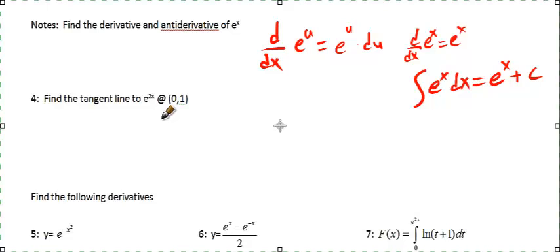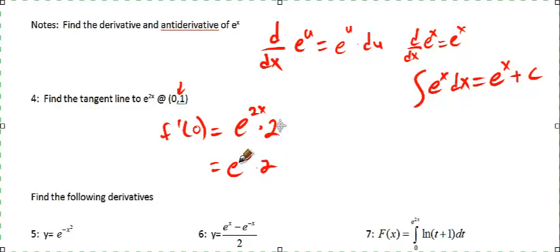We want to find the tangent line of e to the 2x at this point. Anytime you want a tangent line, you need a point and you need a slope. So to find the slope, we're going to find f prime of 0, which is going to be, take the derivative of e to the 2x, which is e to the 2x, that's the e to the u, times the derivative of the inside, which is just a 2. And then we're going to plug in our point. So e to the 0 times 2, and e to the 0 is 1, so the slope is 2.